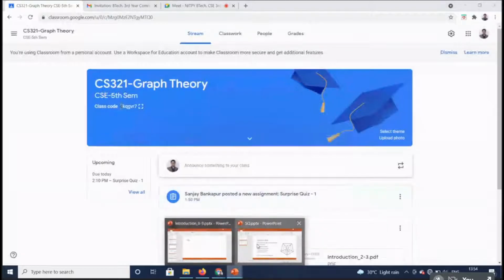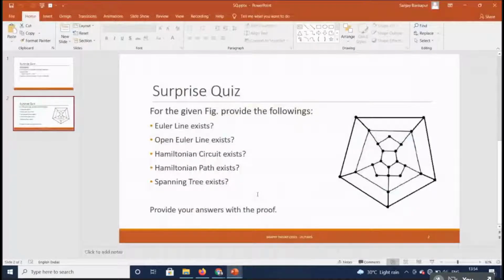So I'm displaying the question. This is a simple and tricky graph. Find out, and don't share the answers with your friends, because I want everything to be fair. Quick evaluation, and upload it.